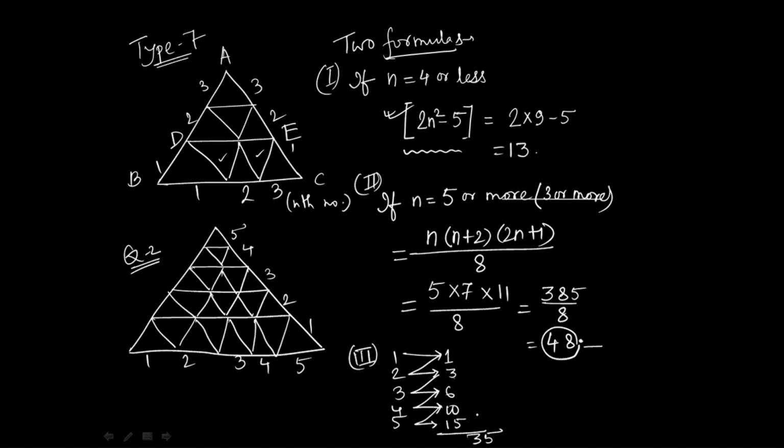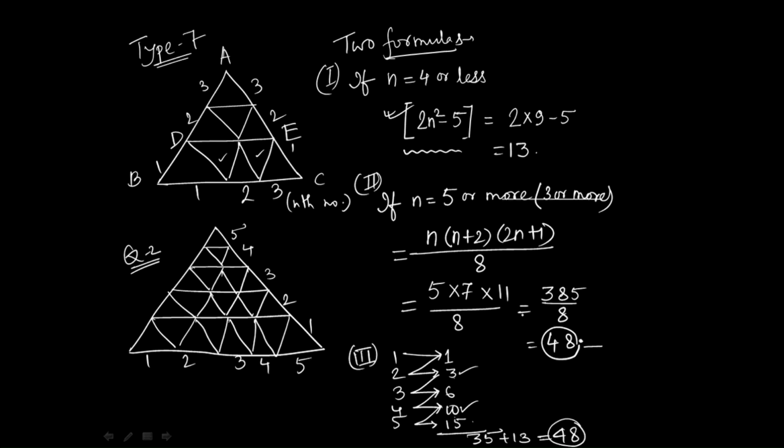And now we have to take the even parts. If this is the first one, this is the second one, this is the even. This is the third one, this is the fourth one, this is the even. So 10 and 3, 13. So you have to add 13 here. So 48 is the answer.